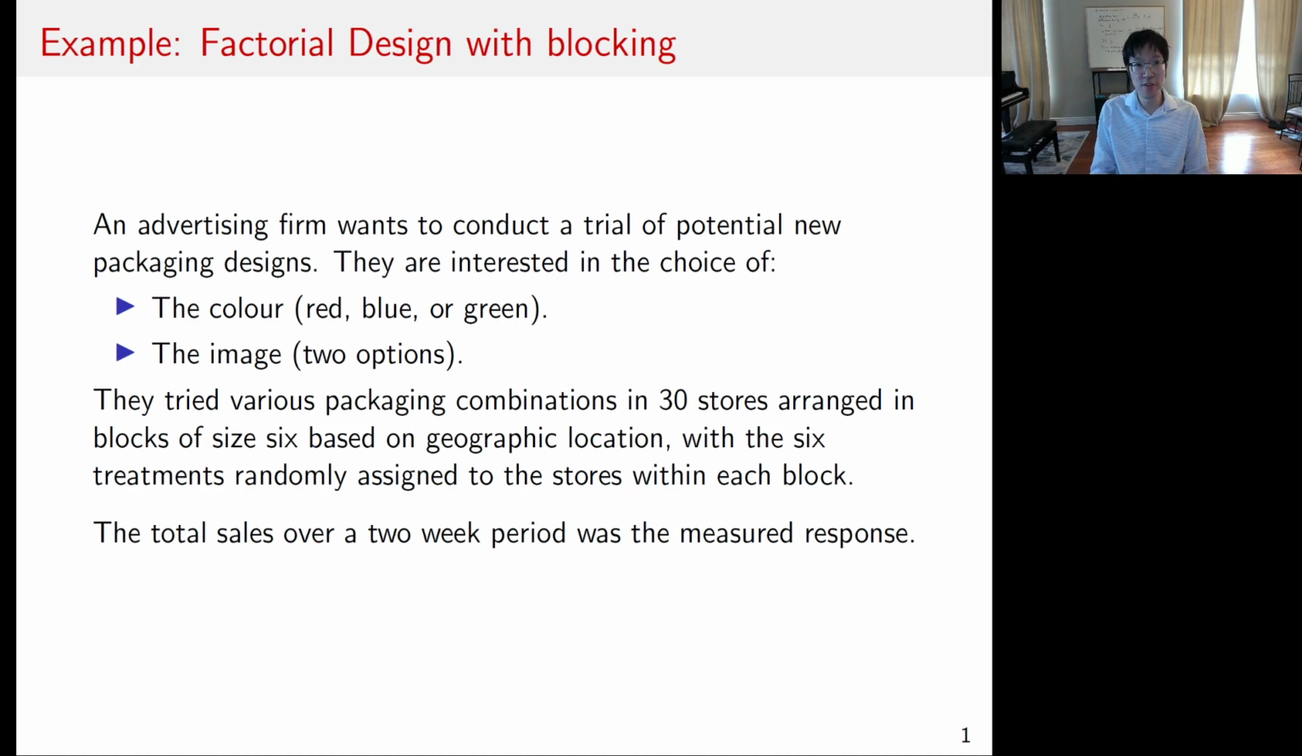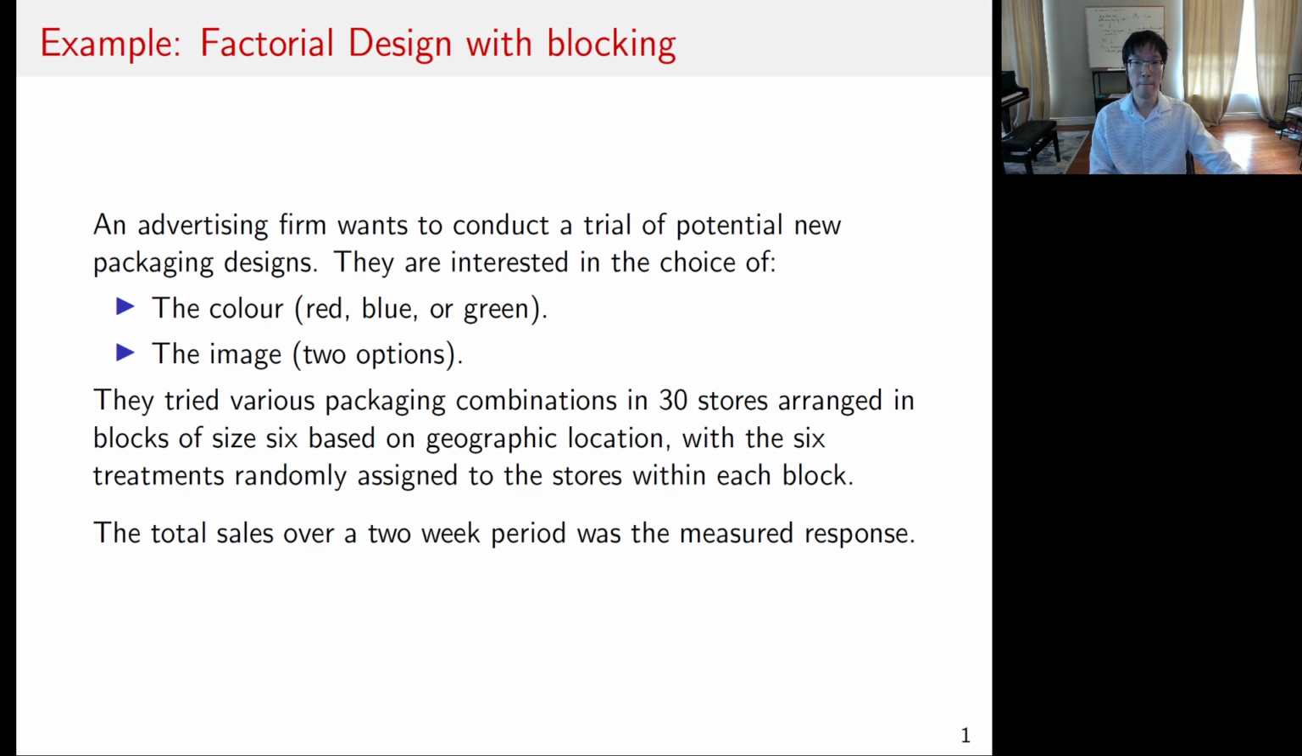Okay, so for the last few minutes of today, I'm just going to do a quick run through of our last set of slides, and that's going to wrap up the material for our course. So just a quick example of factorial design with blocking. Imagine we have two factors for packaging a product, color and image, so 3 colors and two possible images.